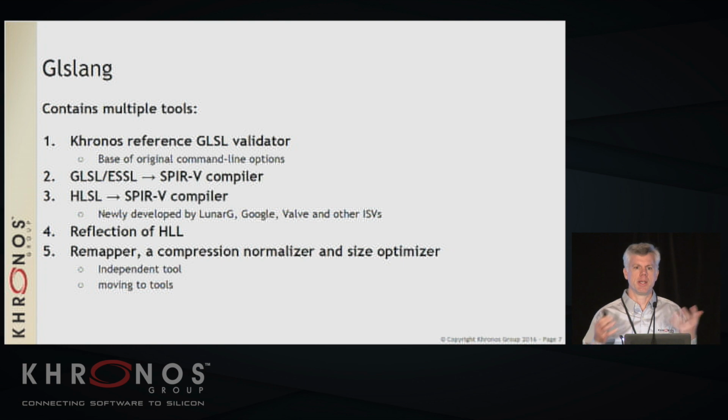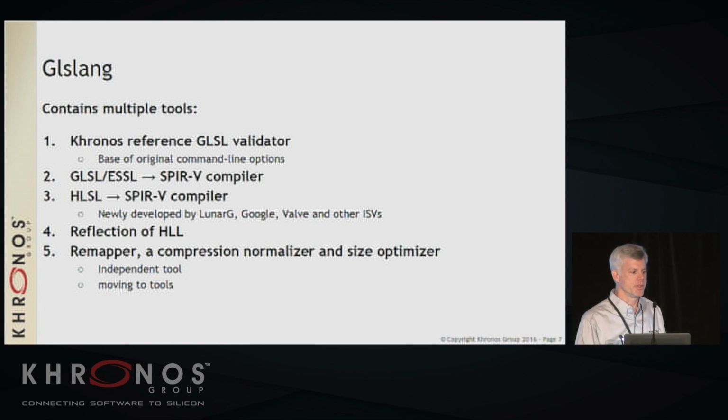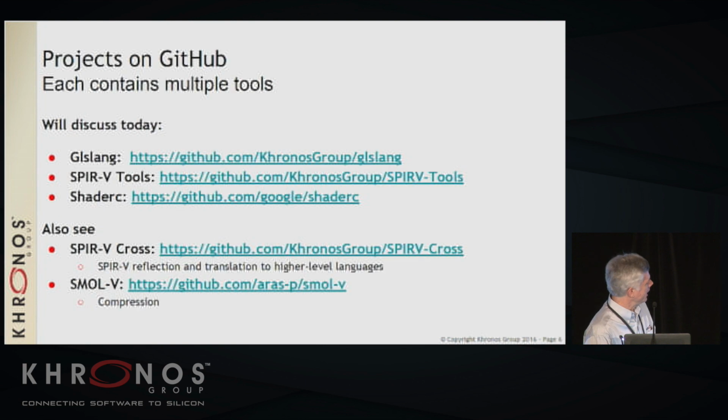There's also a reflection capability. You can get a dump back of the variables and interfaces that the high-level language declared so that you can use that to create sideband information you might want to use in the API to set up interfaces. And something called the remapper, whose primary use is to manage size, and we'll talk more about that later on as well. The remapper is an independent tool, and actually if I go back a slide, we're trying to move it to the SPIR-V tools. It really belongs with SPIR-V tools instead of being part of glslang.